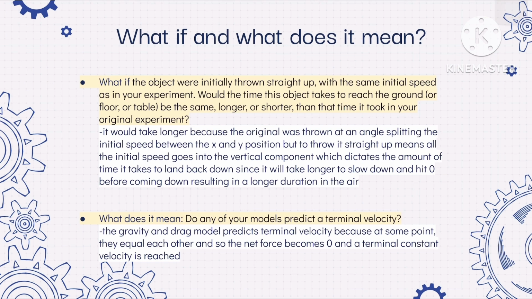What does it mean? Do any of your models predict a terminal velocity? The gravity and drag model predicts the terminal velocity because at some point they equal each other, and so the net force becomes 0 and a terminal constant velocity is reached.